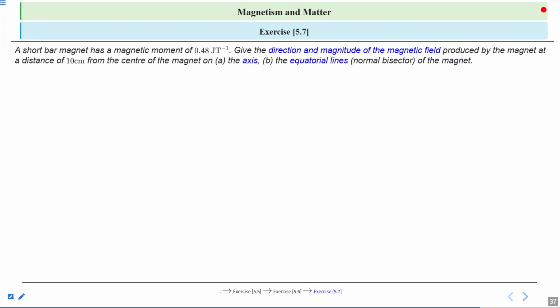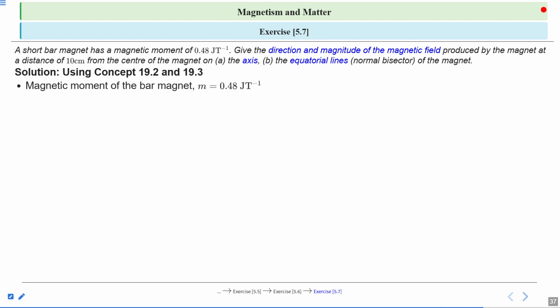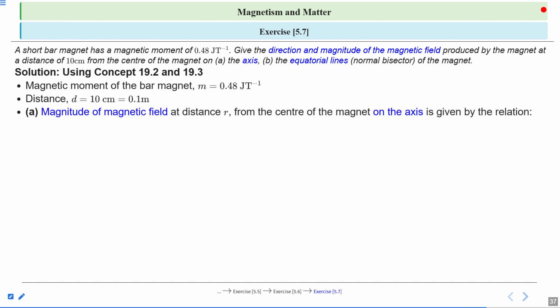Okay, let's see the solution. Using concept 19.2 and 19.3, the magnetic moment of the bar magnet is given as m equal to 0.48 joule per Tesla. The distance d is equal to 10 centimeter, equal to 0.1 meter.